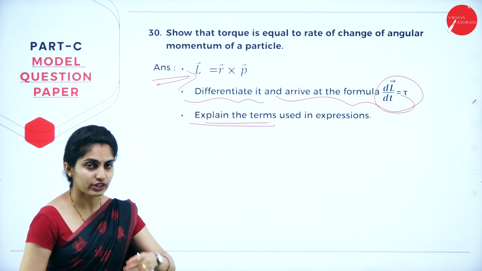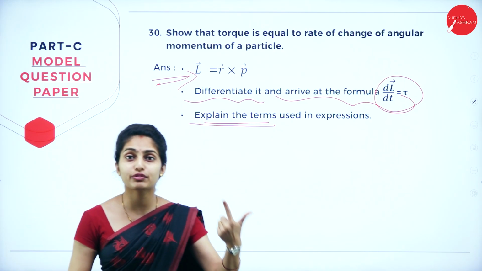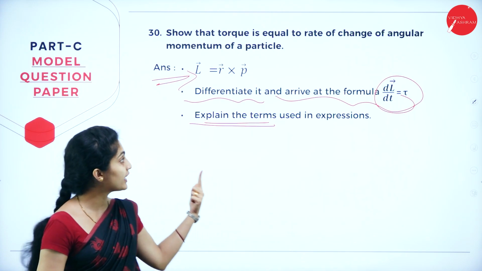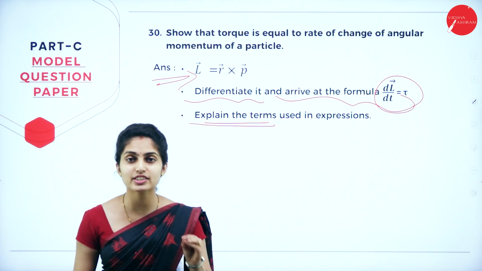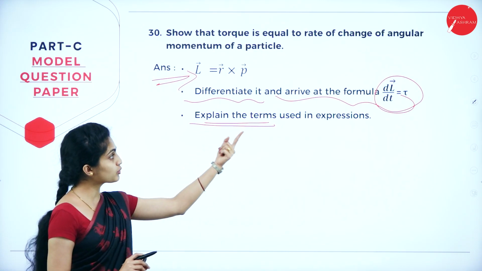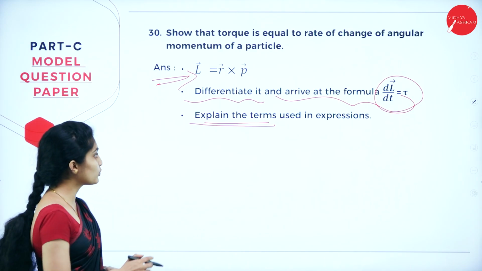3 marks. So first of all, you have to consider the first set of equation and differentiate that set of equation and arrive at the formula, wherein your 3 marks will get completed only when you explain the terms of the following formula which is given. Okay. So this is very important.